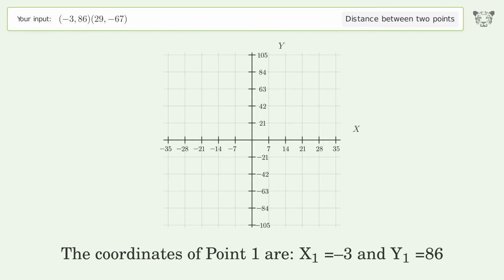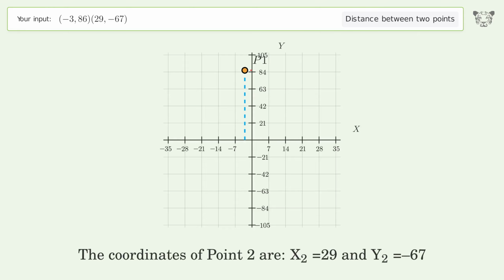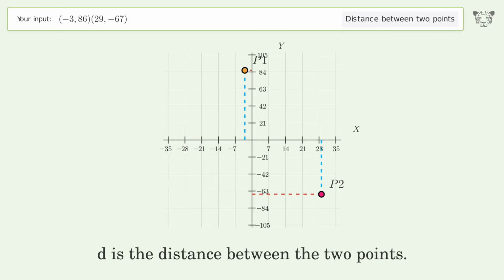The coordinates of point 1 are x1 equals -3 and y1 equals 86. The coordinates of point 2 are x2 equals 29 and y2 equals -67. D is the distance between the 2 points.